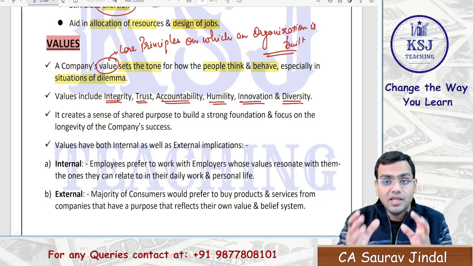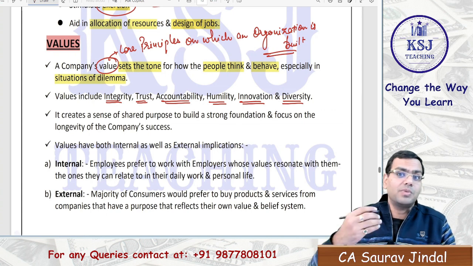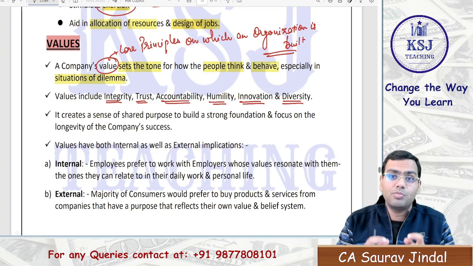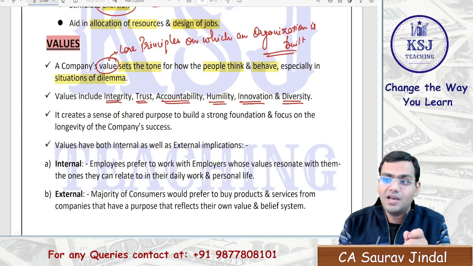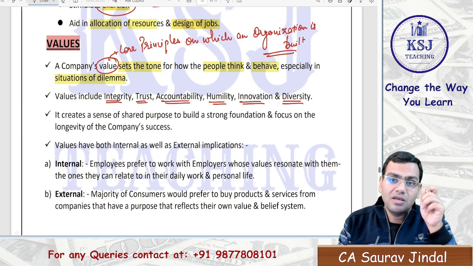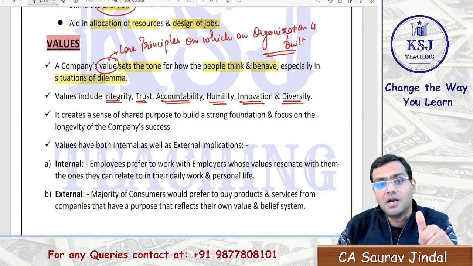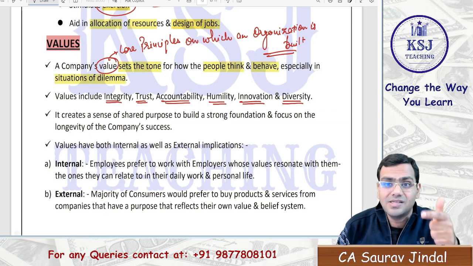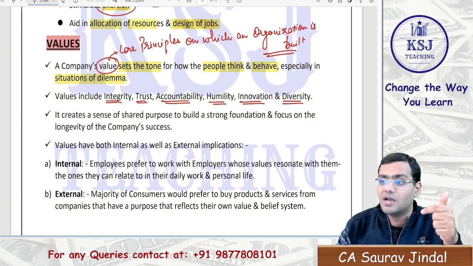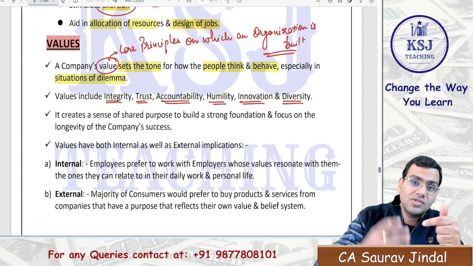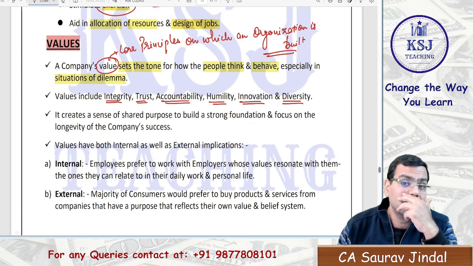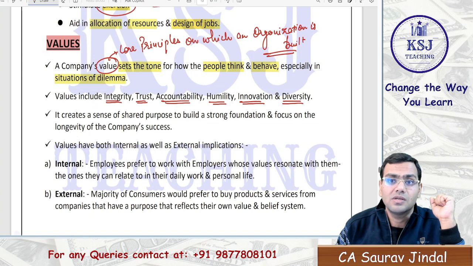So values include all these things: how you are going to perform, how you are going to be in the market, how you see your customers, how you are going to provide your products and services. How you deal with your customers is again a part of your values. Customer focus means prioritizing customer needs and problems. Sustainability is again a value: how we are going to sustain, and how we consider the impacts on the environment and society in decision making. That is again a part of values.